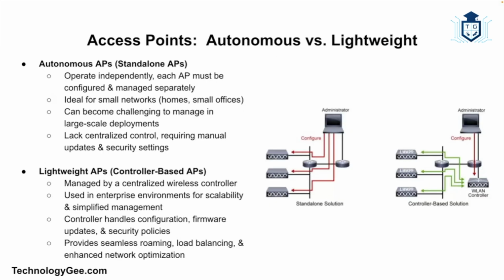All right, and next we have access points. We're going to talk about autonomous access points and lightweight access points. An autonomous access point operates independently, requiring manual configuration and management. They are ideal for small networks, but can become difficult to manage in larger deployments. Then we have what is called a lightweight access point, and this relies on a centralized wireless controller for configuration and management. These access points are used in enterprise environments for scalability and improved network administration.